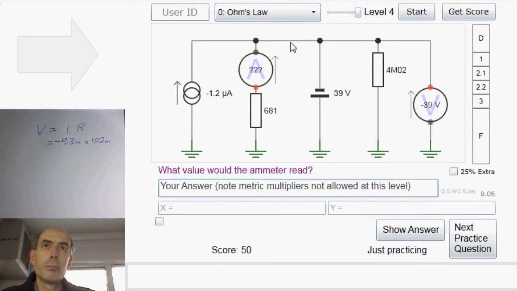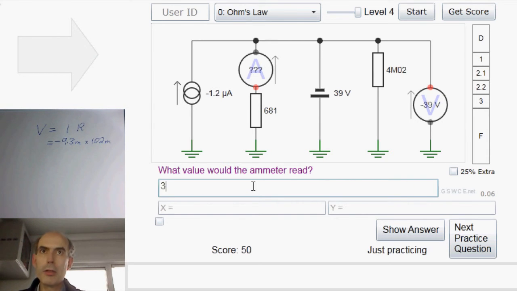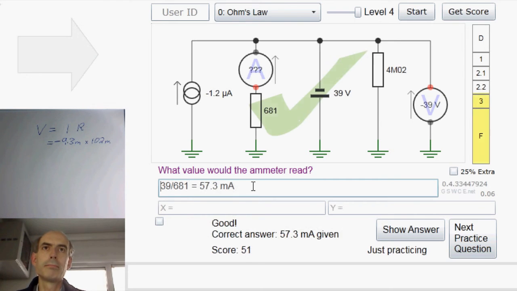If this point here is minus 39 volts and this point here is ground, then current is going to flow through this resistor that way, upwards, from the larger potential, in this case 0, to the smaller potential, in this case minus 39. So how much current would flow up through the resistor that way, which is the same way that the ammeter is measuring it? Well, that would just be 39 divided by 681.